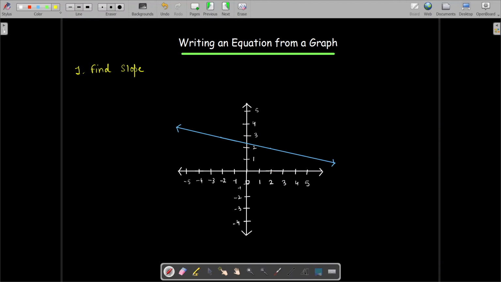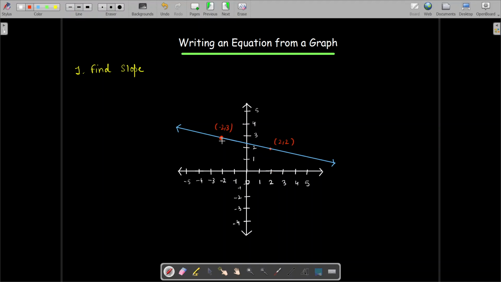So I can see clearly that this line is passing through this point. This point is -2, 3, and it's also passing through this point. This point is 2, 2. Just identify 2 points, and it would be easier if you identify those points which are whole numbers, which do not include decimals. So the calculations would be easier. And now since you have the 2 points, you can find the vertical change and horizontal change.